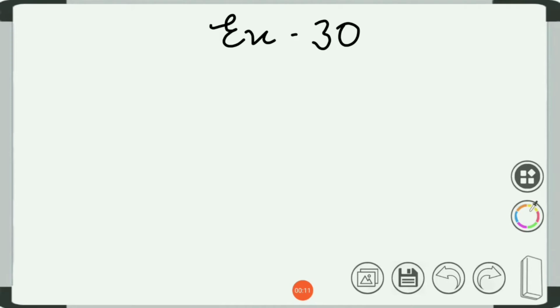Subtraction. We have already studied subtraction of like fractions. In this exercise, we'll study subtraction of unlike fractions. So how do we solve subtraction of unlike fractions?